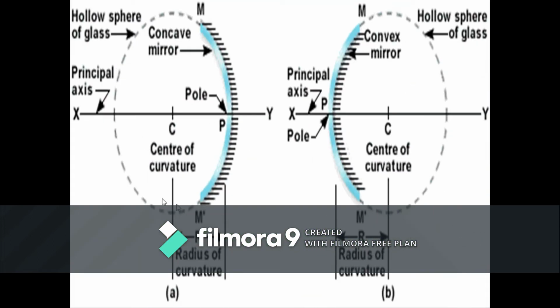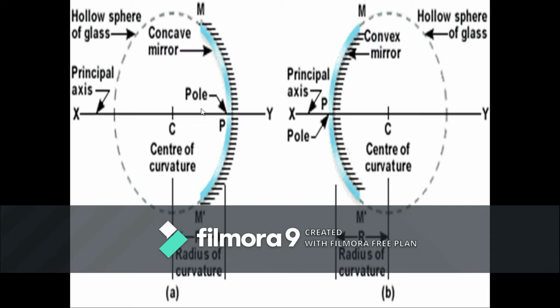Now, these are the diagrams of the two mirrors. The first type of mirror is the concave mirror. The reflecting surface is the inside of the sphere, which we can see by this diagram. And for the convex mirror, the reflecting surface of the sphere is the outside of it.